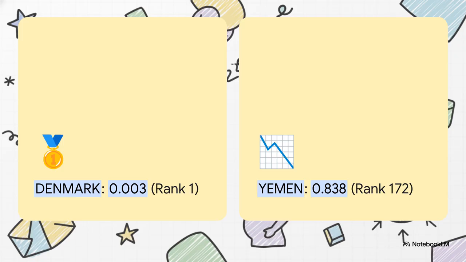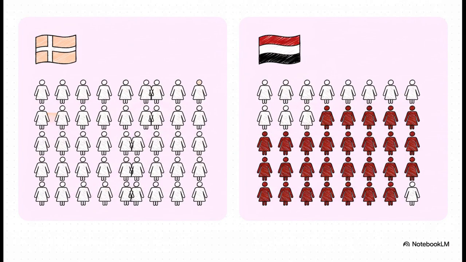Let's see what that actually looks like in real life. So let's start with reproductive health. In Denmark, fewer than 5 women per 100,000 die from pregnancy-related issues. In Yemen, that number is over 183. That's a nearly 40 times higher risk just for the basic act of bringing a child into the world. Just let that sink in for a second.